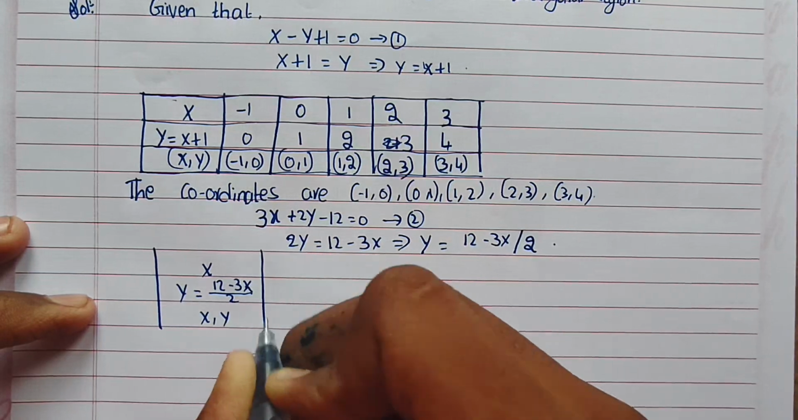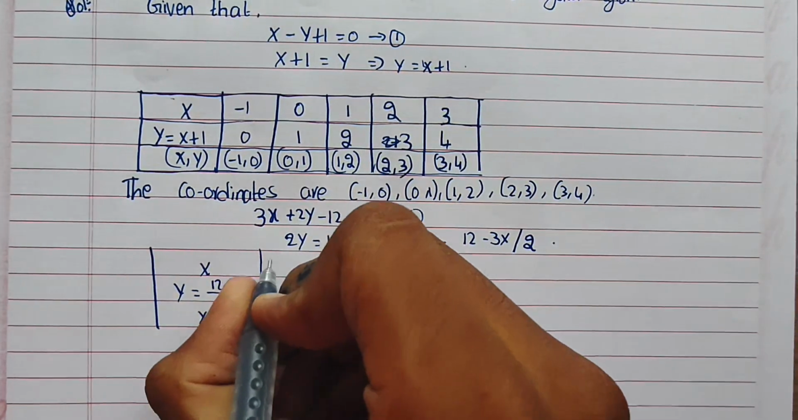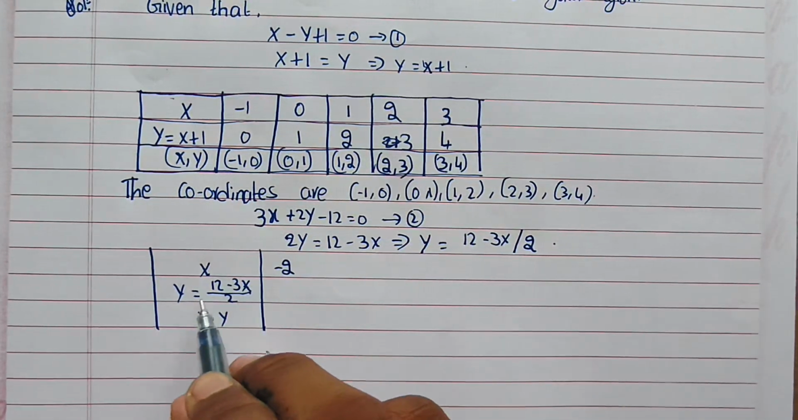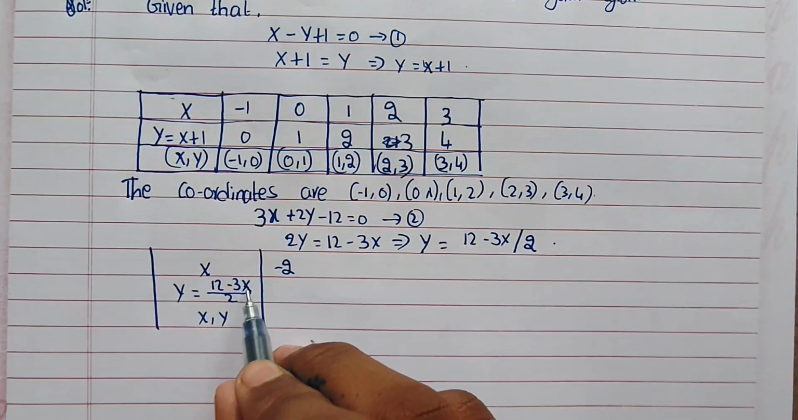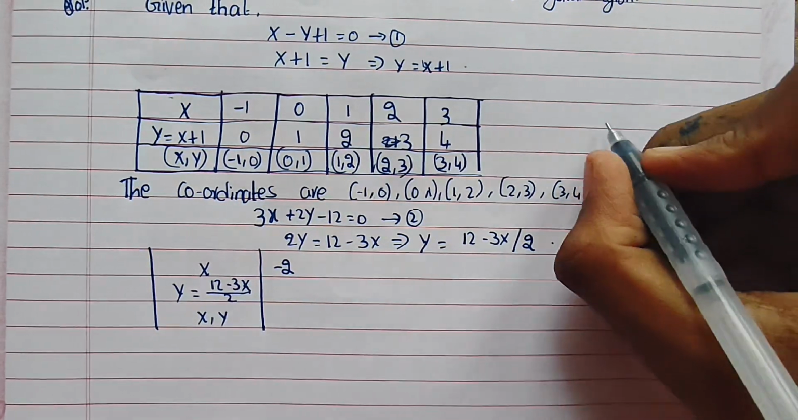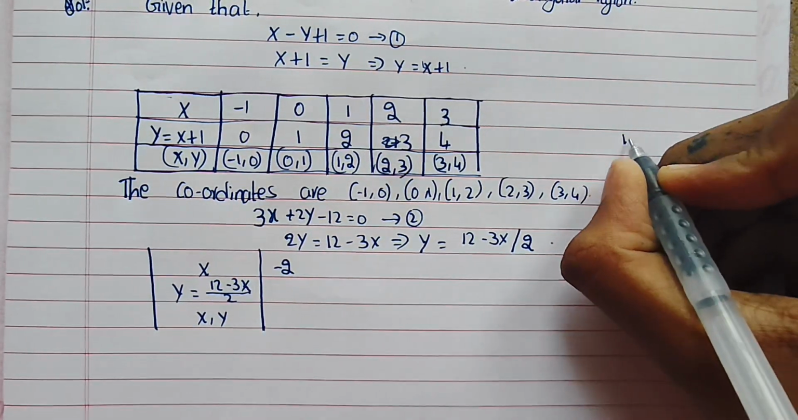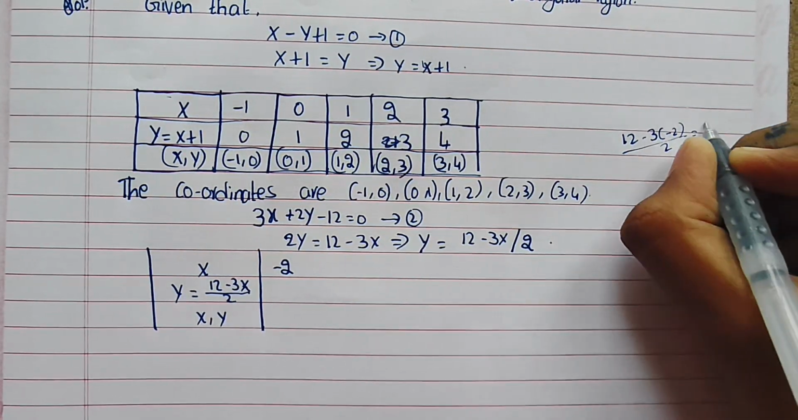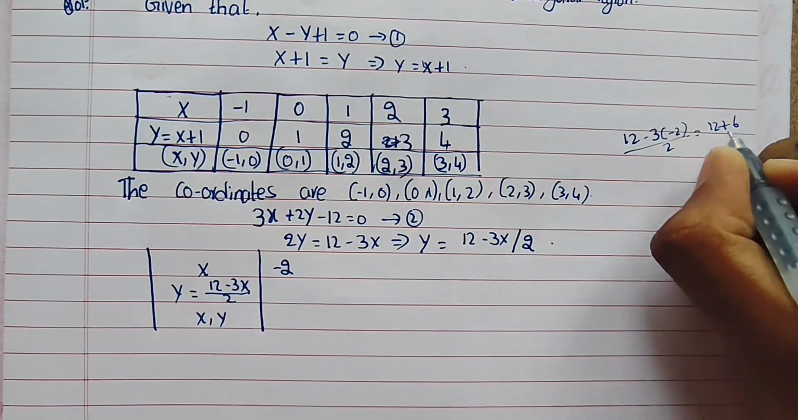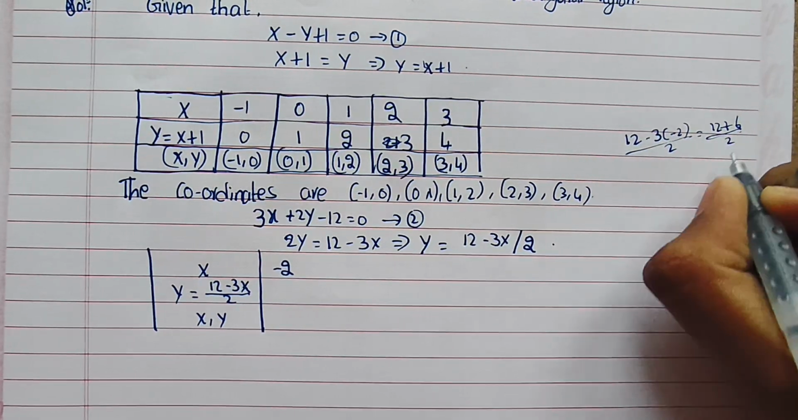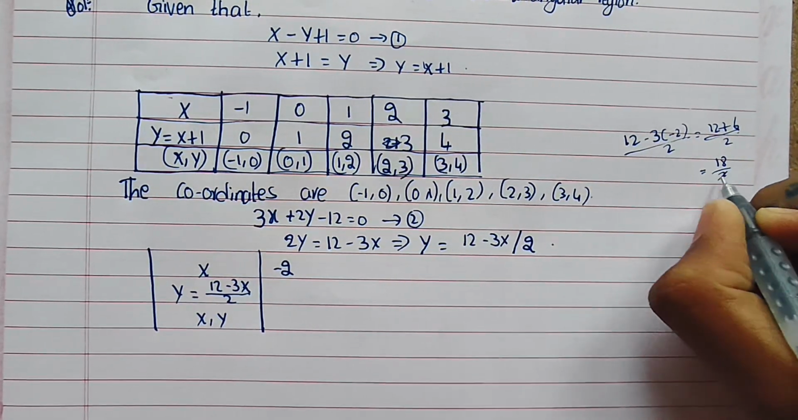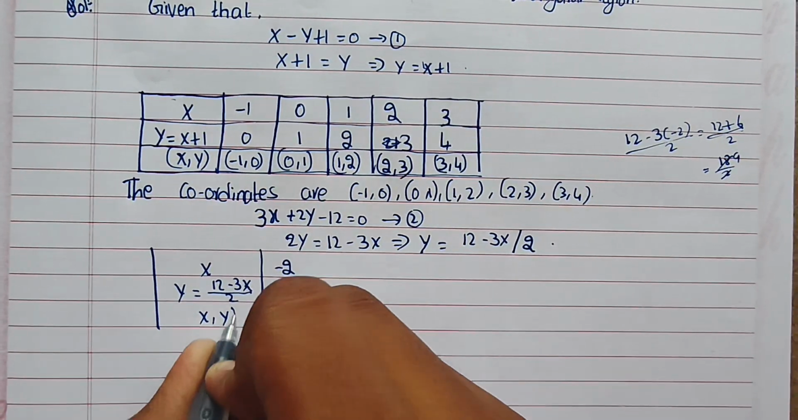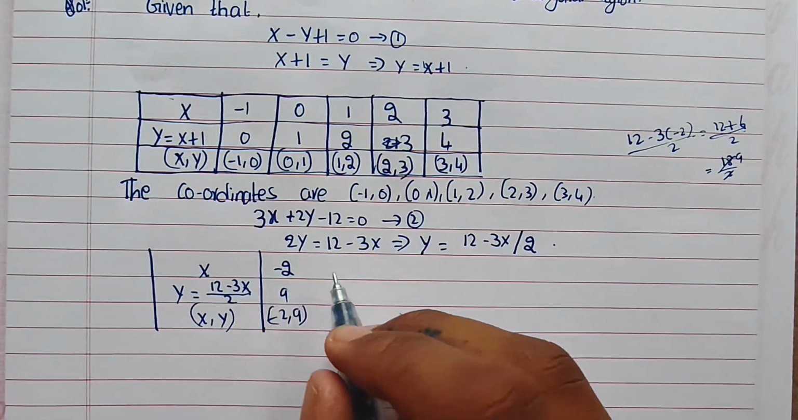So in place of x, I am going to keep the value minus 2. If we keep minus 2 in place of x, minus 3 into minus 2: 12 minus 3 of minus 2 by 2 is equal to 12 minus into minus plus 6 by 2, which is equal to 12 plus 6, that means 18 by 2. We get 9. So minus 2 comma 9. These are the coordinates of the first one.